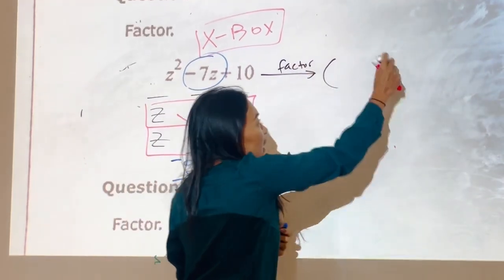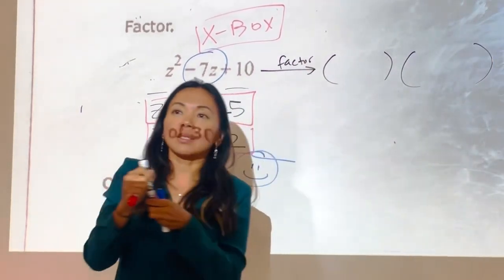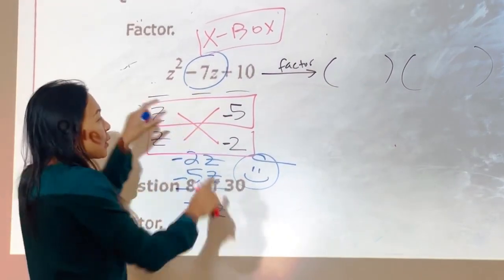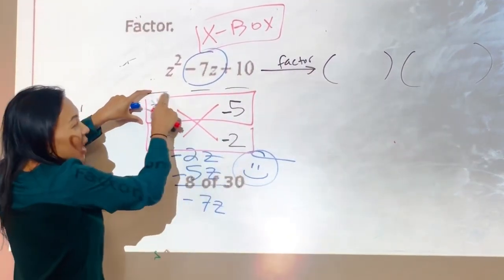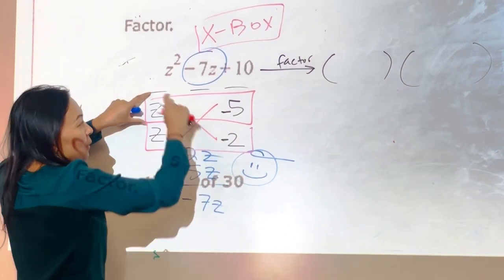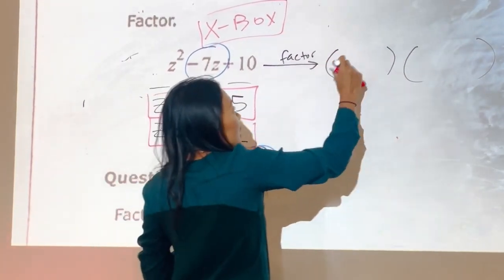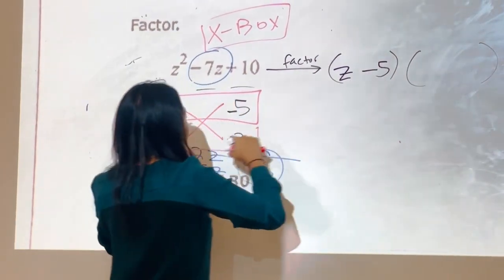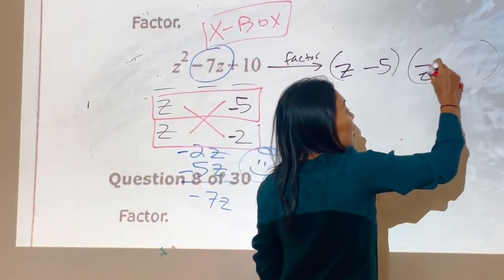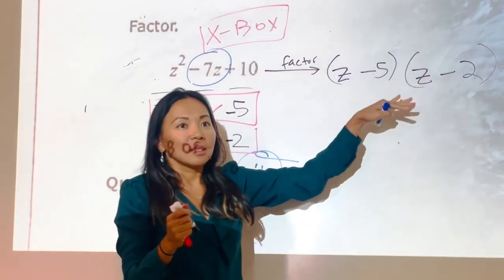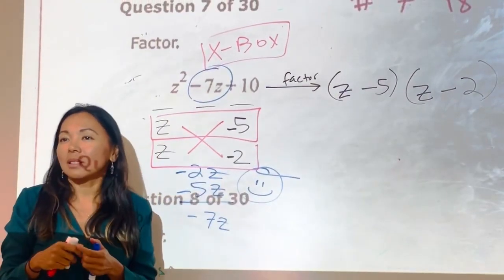again, factoring is when you have a bunch of parentheses, right? So the first box is z minus 5. So I do it across, not diagonally. So be very careful, go across. I guess in this case it wouldn't matter, but in other cases it will. You have z minus 5, and in the bottom box you have z minus 2. And that, my friends, is how you factor a trinomial.